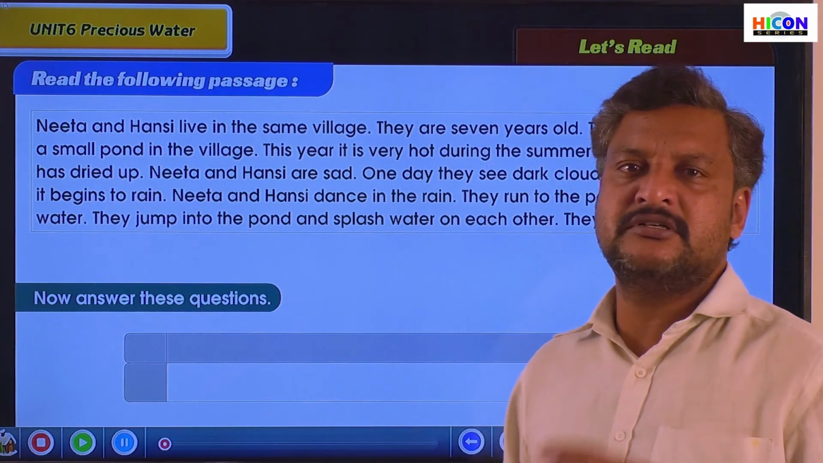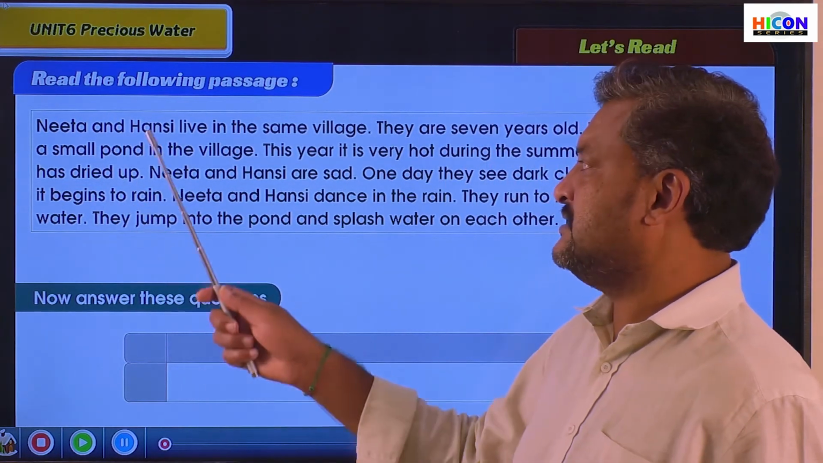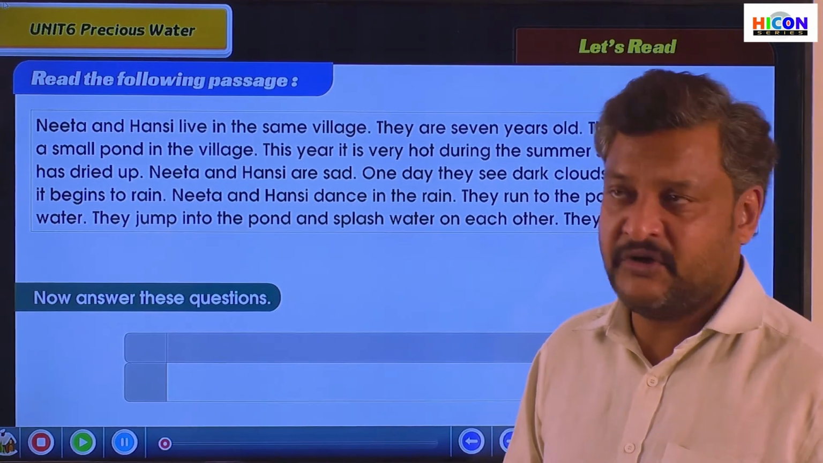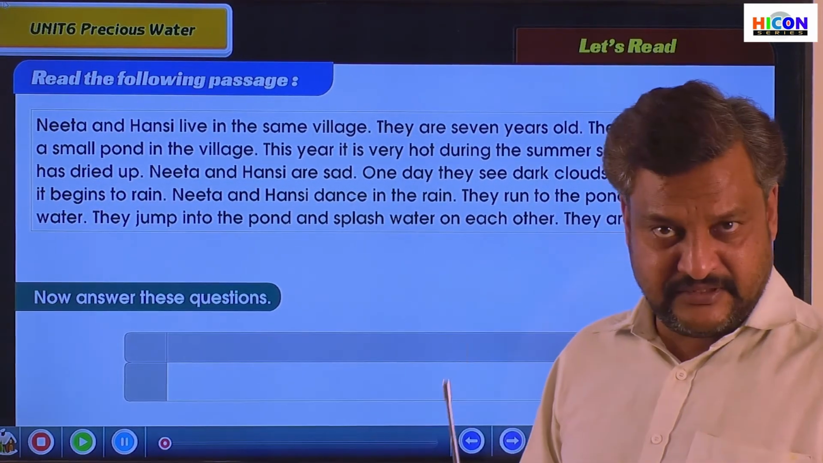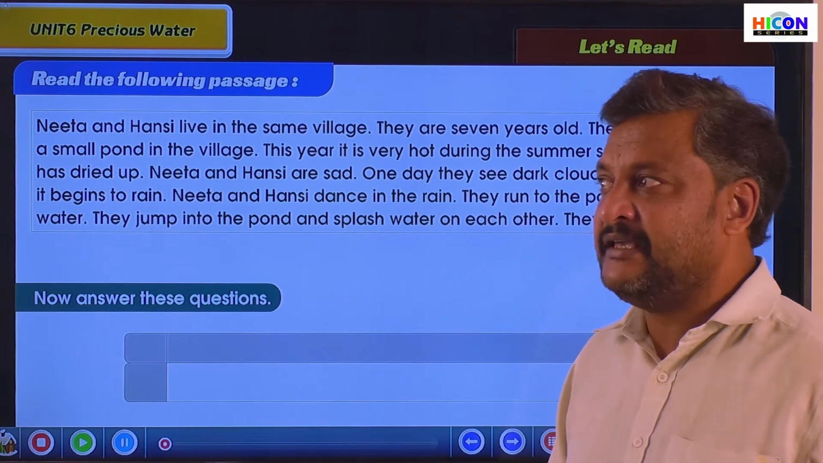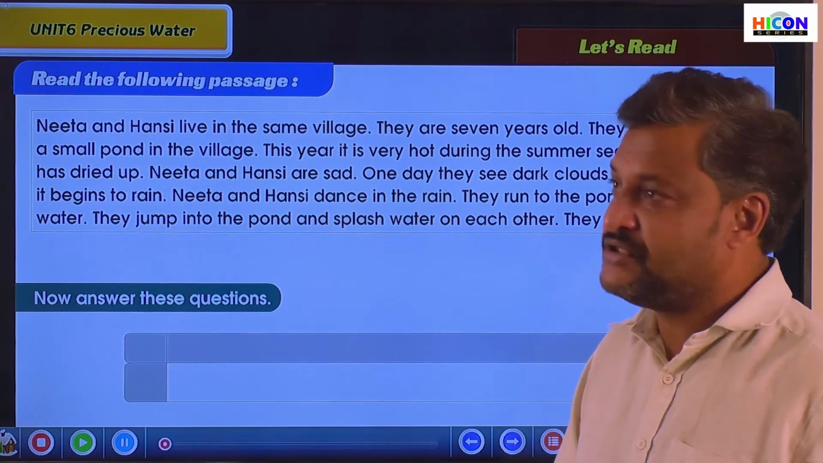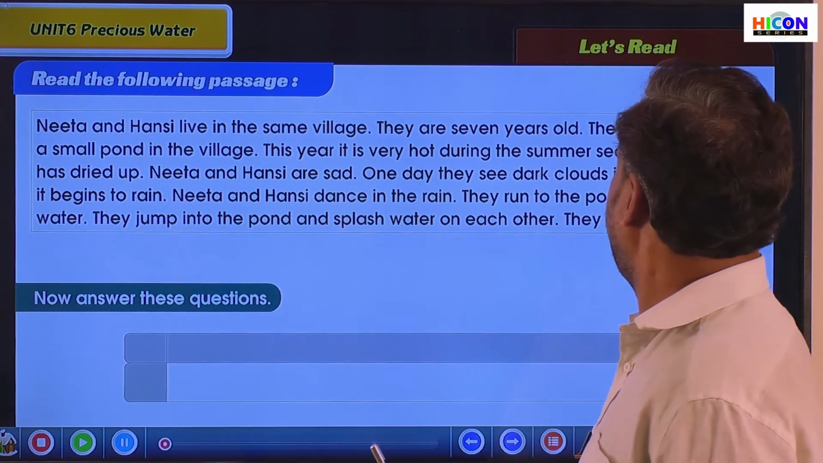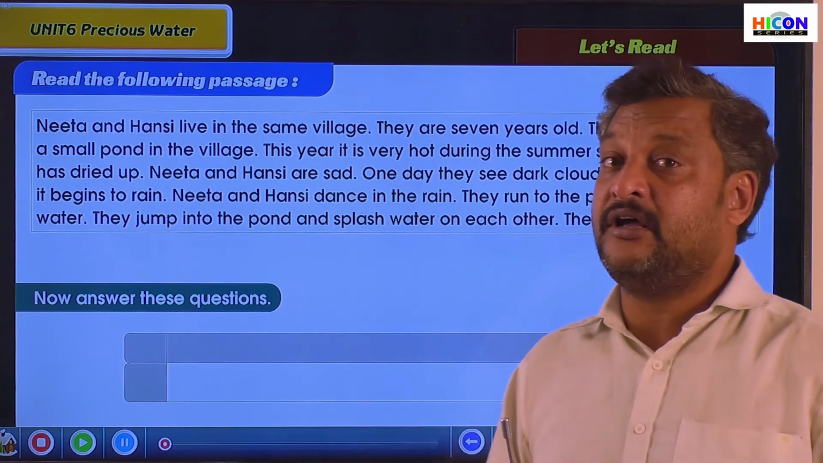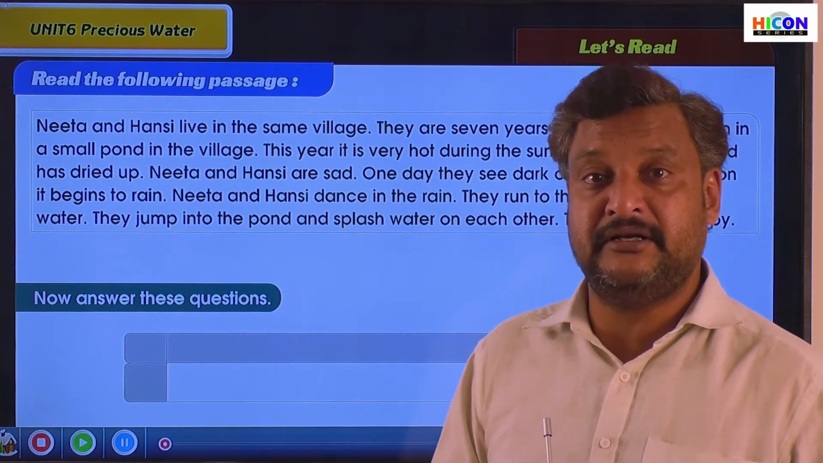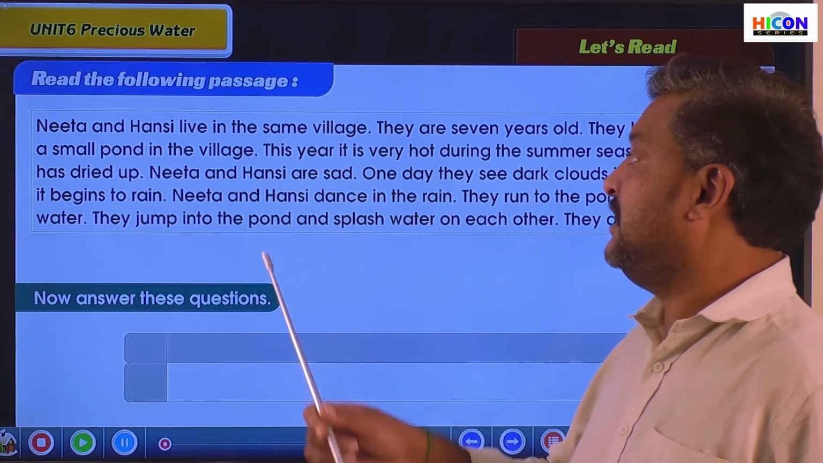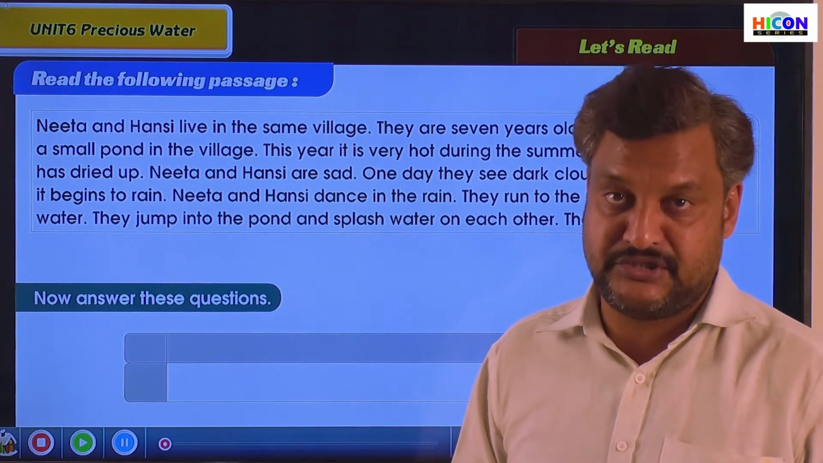Okay, so this is a story that happened in a small village. There are two girls. One is Nita and the second is Hansi. They are both 7 years old. They are of the same age. They live in the same village, and they have the same interest also. They love to do one thing, both of them. What is that? They swim and play in a pond in the village.